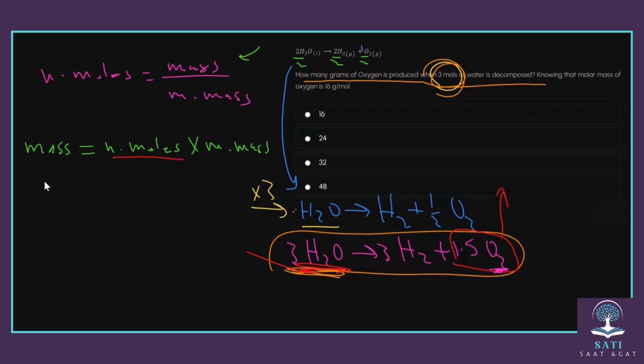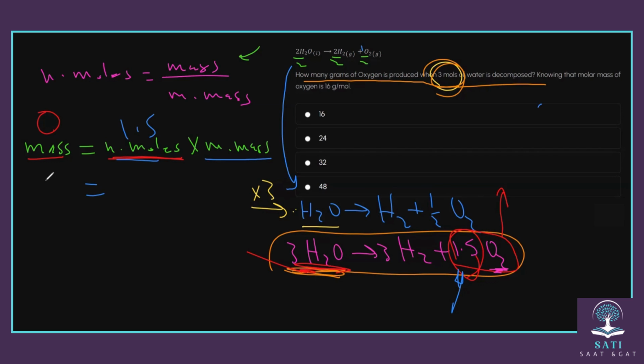Now our goal is to find the mass of oxygen. Do we have the number of moles of oxygen? Yes, we found it here, it is 1.5. So the mass is 1.5 times the molar mass. What is the molar mass of oxygen?